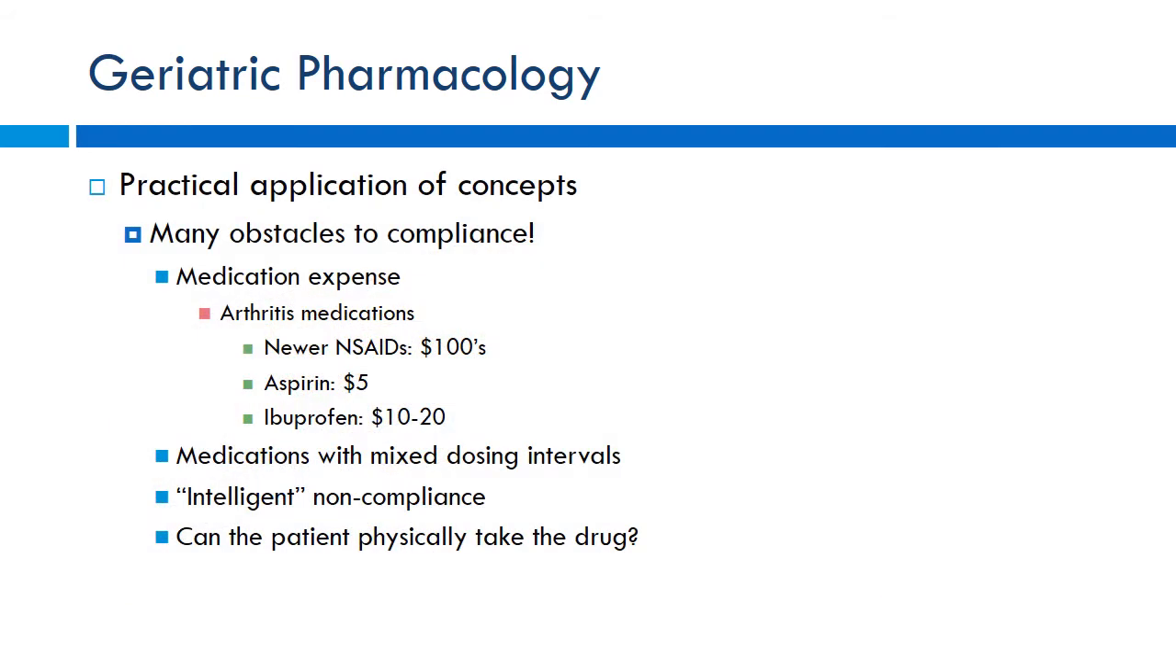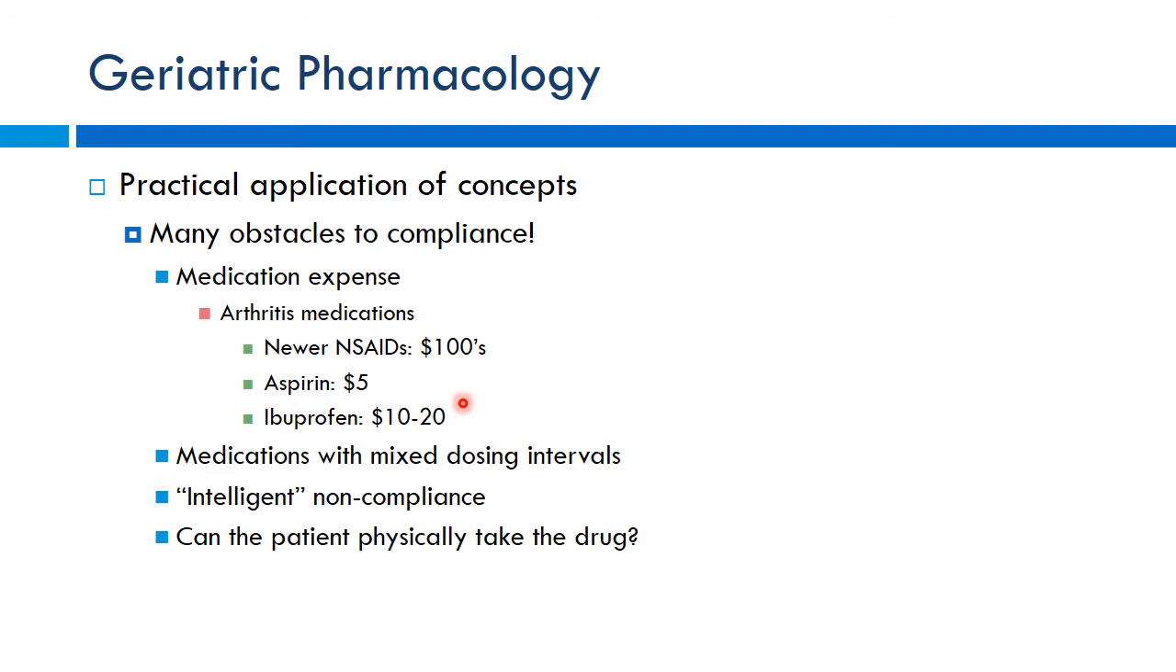So again, looking at the application of this, there are lots of obstacles to compliance and making sure elderly patients take their meds like they're supposed to. For one, look at the expensive medications. For instance, if you're prescribing something for arthritis, a newer NSAID may cost hundreds of dollars, whereas aspirin or ibuprofen can be much cheaper, maybe much more appropriate for that patient. So again, think about what they can actually afford. This is where you want to be familiar with things like the $4 list at certain chain pharmacies. If there's anywhere they offer free medications, these are very important to know, especially in conjunction with any insurance they may have.